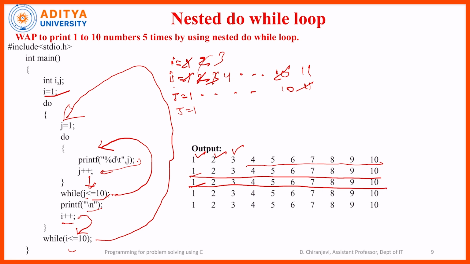Similarly all 5 rows will be printed, and then when the i value becomes 6 it will terminate, and control will be transferred outside the block. Sorry, so here I need to write i less than or equal to 5. So when the i value becomes 6, then it will terminate. Actually I have not updated the program, but I have updated the output. So i less than or equal to 5 we need to write.